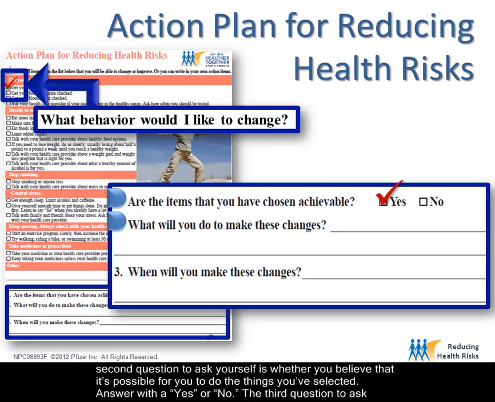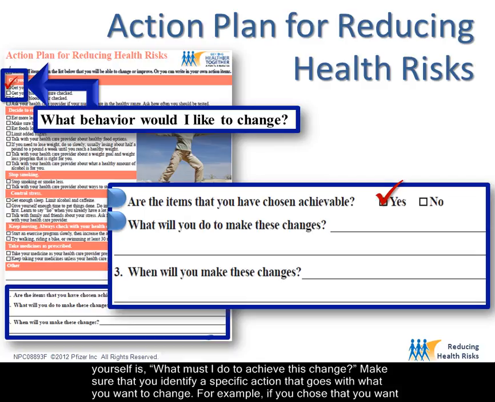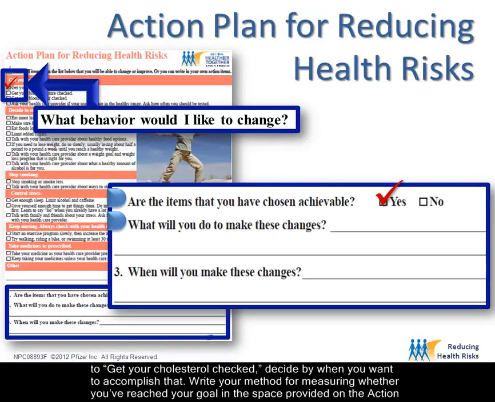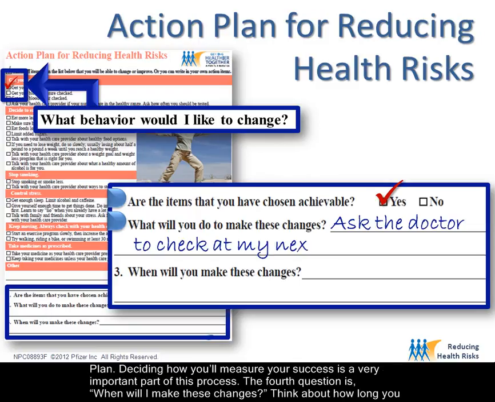The third question to ask yourself is, what must I do to achieve this change? Make sure that you identify a specific action that goes with what you want to change. For example, if you chose that you want to get your cholesterol checked, decide by when you want to accomplish that. Write your method for measuring whether you've reached your goal in the space provided on the action plan. Deciding how you'll measure your success is a very important part of this process.